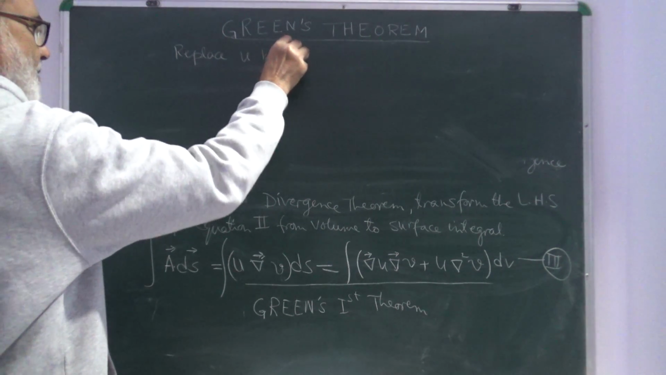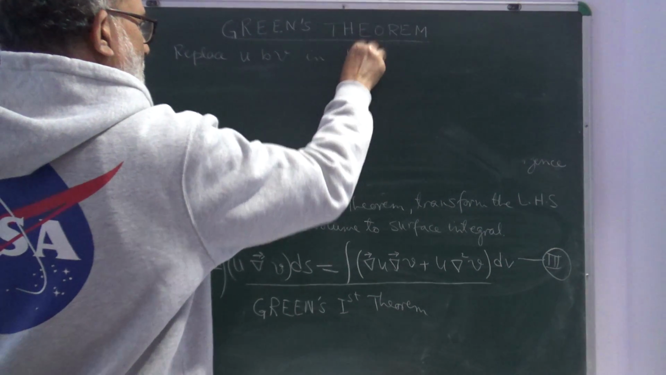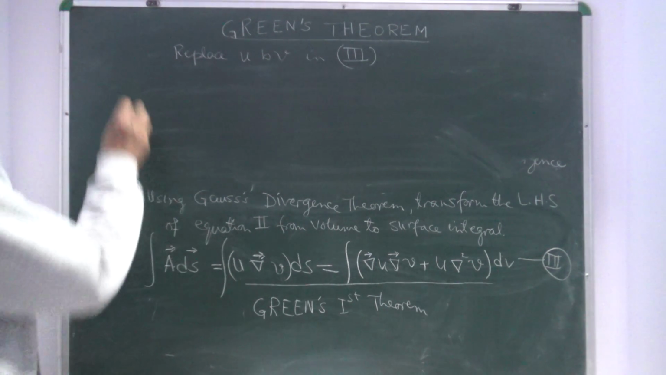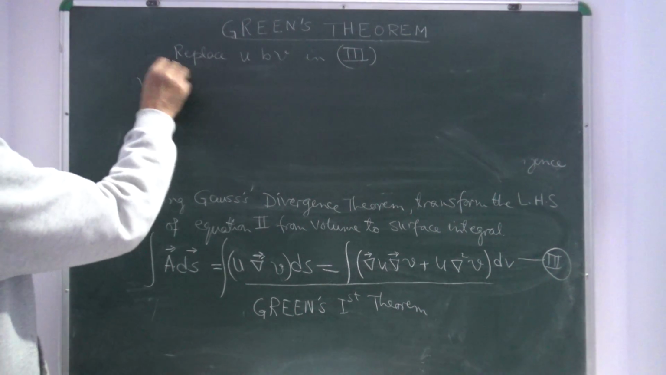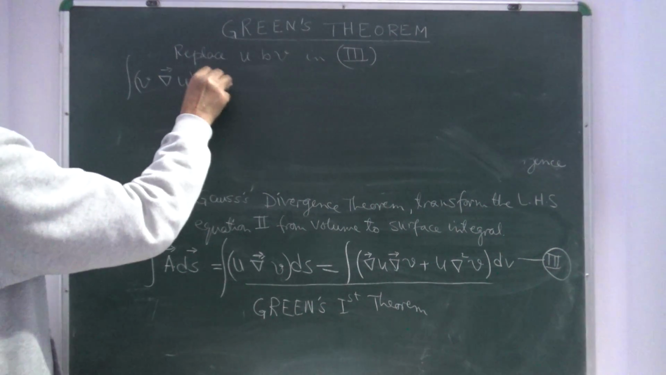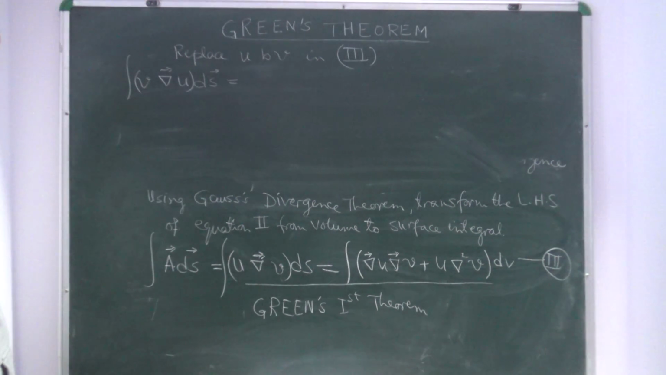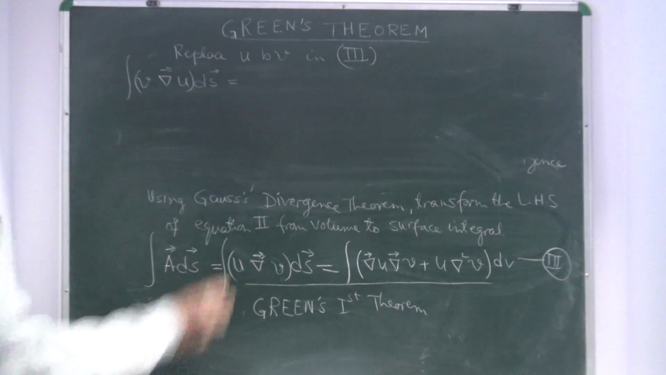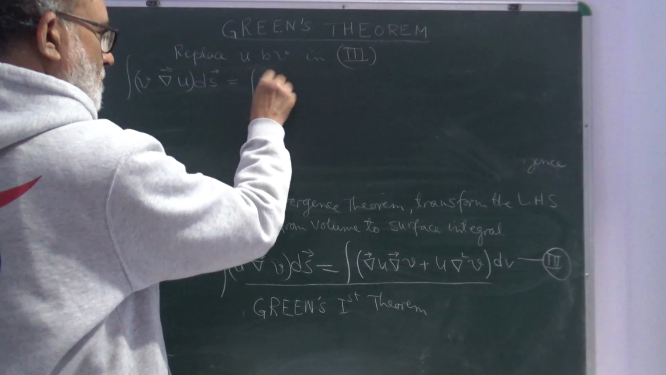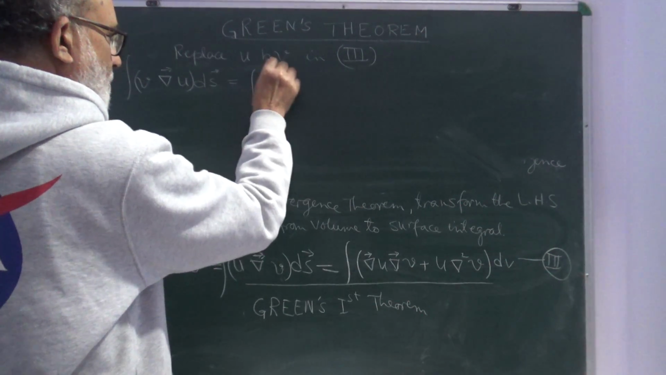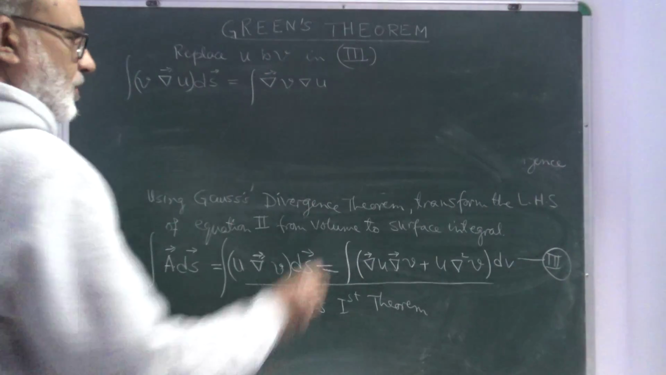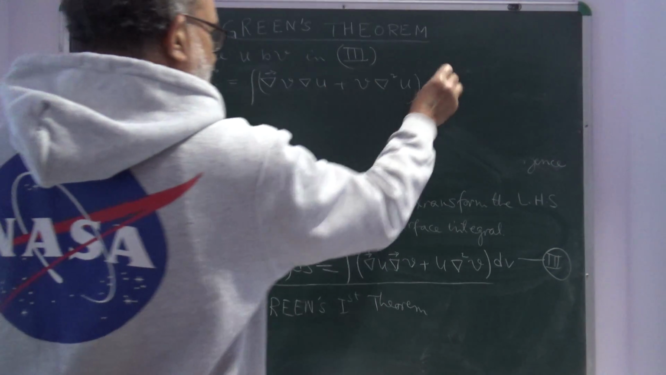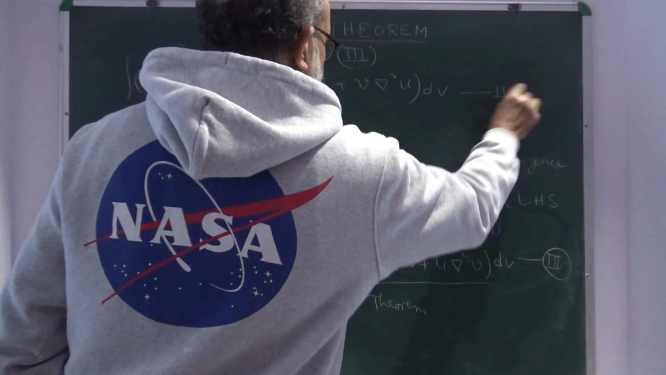Now replace u by v in equation 3. If you replace this, you will get the surface integral of v gradient of u, the flux also, equal to the volume integral of gradient of v dot gradient of u plus v del square u. Consider it as equation 4.